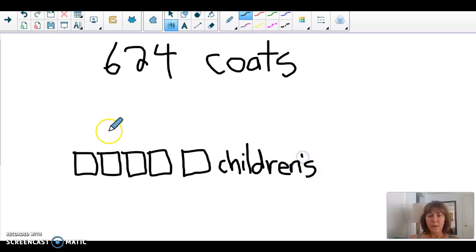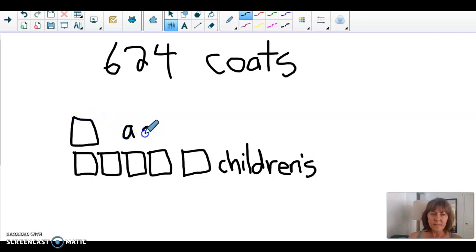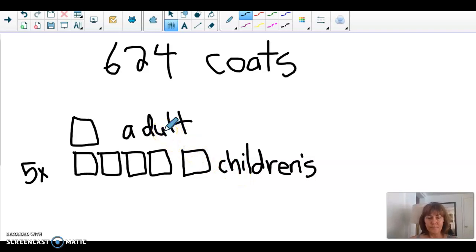Okay, so these are the children's coats, and here's the adult coat. Sorry, these aren't all the exact same size, but close enough. Okay, so it says that there's going to be 5 times more children's coats than adult coats. So I know that these little boxes are all the same size. So if this adult was 5, these would all be 5. And I could say that there were 5 adult coats and there were 25 children's coats. But that's not going to equal 624.